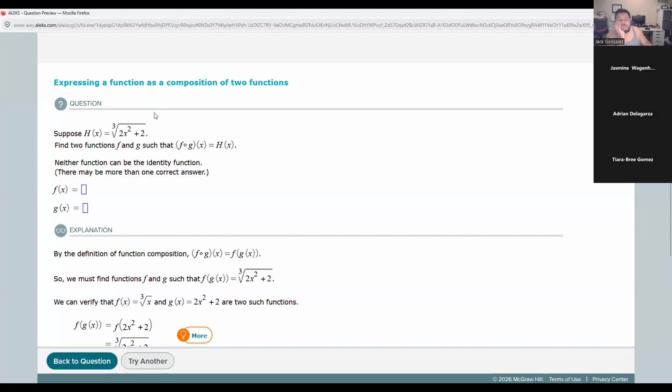So they're saying, suppose this new h function is this cube root of 2x squared plus 2. Find the two functions such that f of g of x becomes h of x. So can you tell by looking at it, right? What's the one inside? I mean, you see there's an inner function, right?